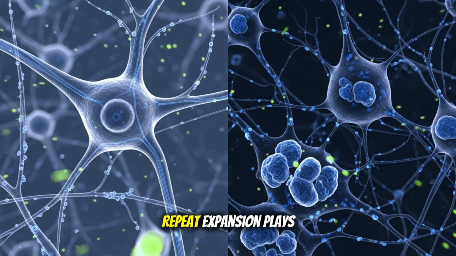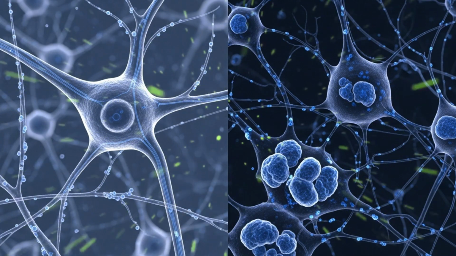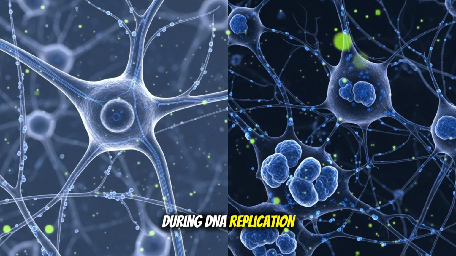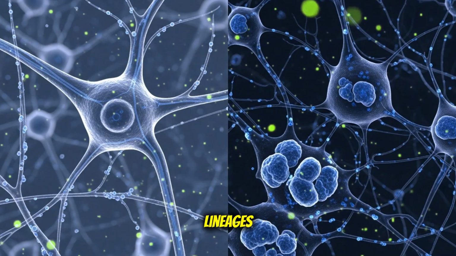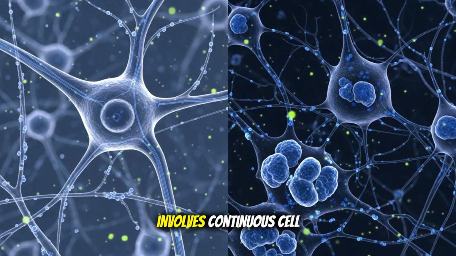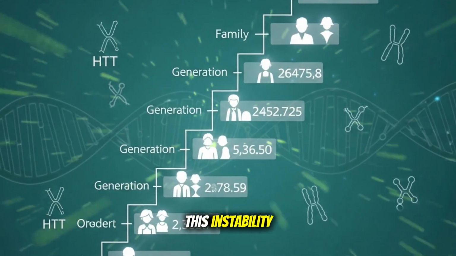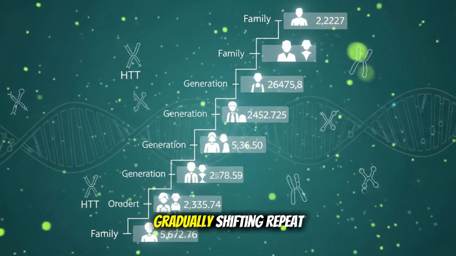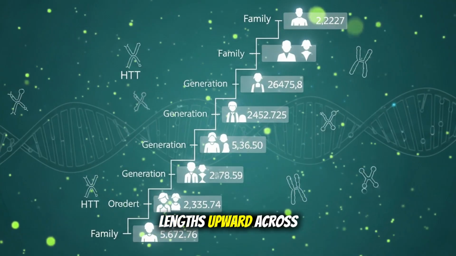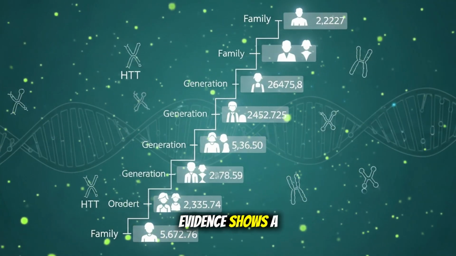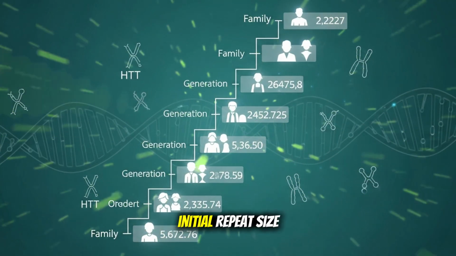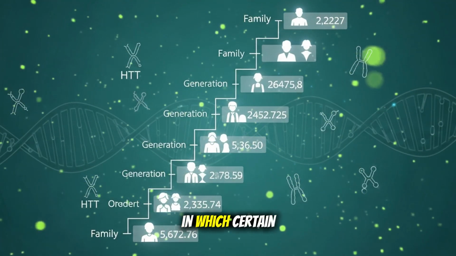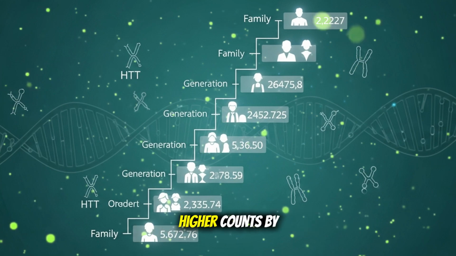The mechanism of repeat expansion plays a central role. CAG sequences are inherently unstable during DNA replication, particularly within paternal lineages, where sperm production involves continuous cell divisions. This instability increases the likelihood of further expansion during transmission, gradually shifting repeat lengths upward across generations. Evidence shows a strong correlation between initial repeat size and future instability, creating a dynamic in which certain lineages develop progressively higher counts.